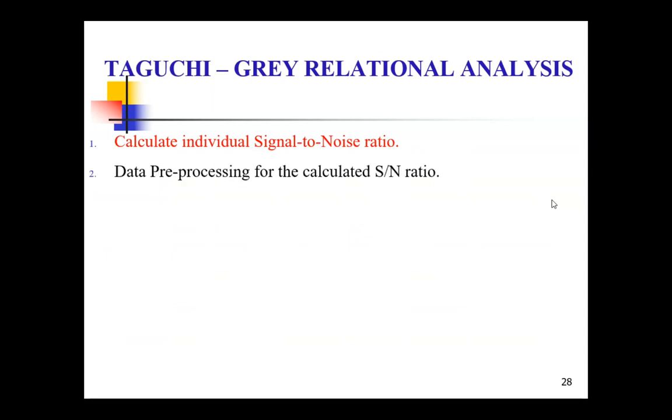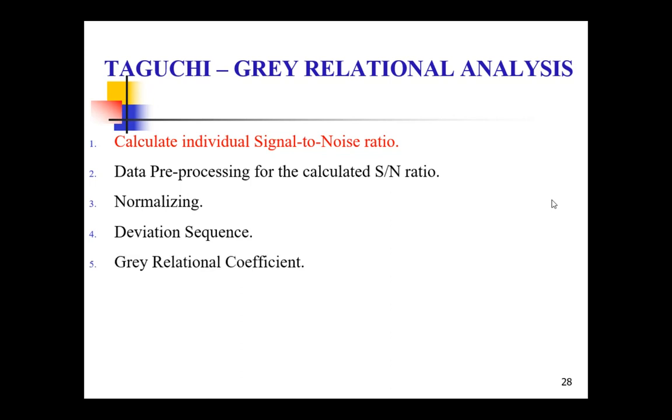Then data pre-processing on the calculated SN ratio. In normal gray relational analysis, the normalizing procedure is carried out on the raw data, but in the case of Taguchi based gray relational analysis, the normalizing procedure is performed on the calculated SN ratio. That is, the calculated SN ratio will be converted to between 0 and 1. Then comes the deviation sequence, then determination of the gray relational coefficient, then determination of the gray relational grade by taking the average or by considering different weightages.